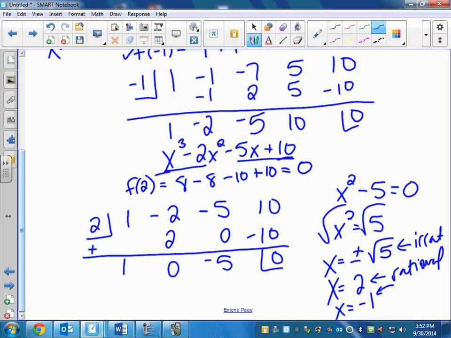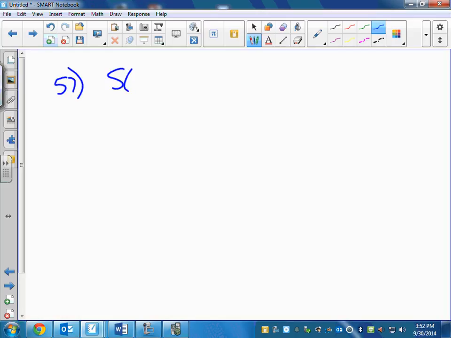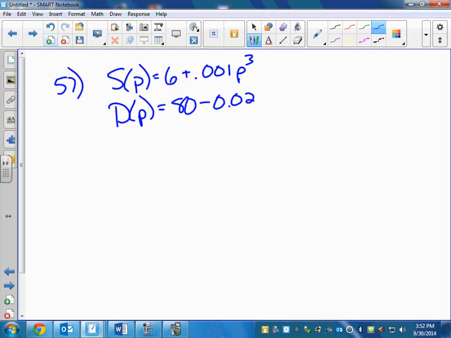Usually people have a question on 57. I told you you just have to set 57 up. It's kind of more of a graphing calculator problem to solve it. But it says the Sunset Small Appliance Company determines that the supply function for their Evercurl hairdryer is 6 plus 0.001 p cubed, and that the demand function is 80 minus 0.02 p squared, where p is the price.